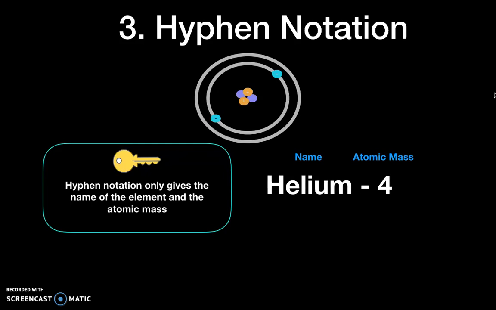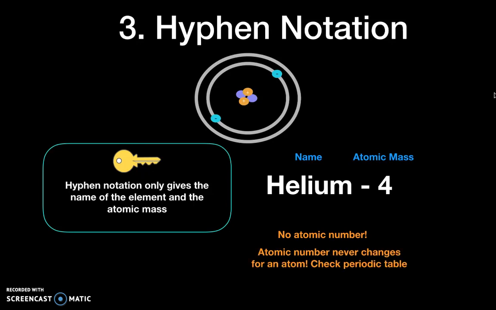So the question becomes, what about your atomic number? You actually, in hyphen notation, do not need your atomic number because the atomic number of an element never changes. So if you did want to figure out what the atomic number was for helium in this hyphen notation, all you need to do is just check the periodic table, and it's going to give you its atomic number.